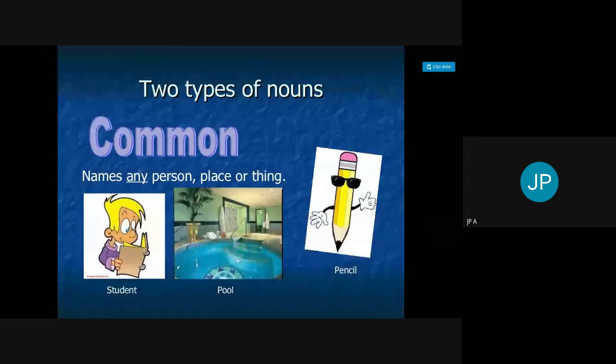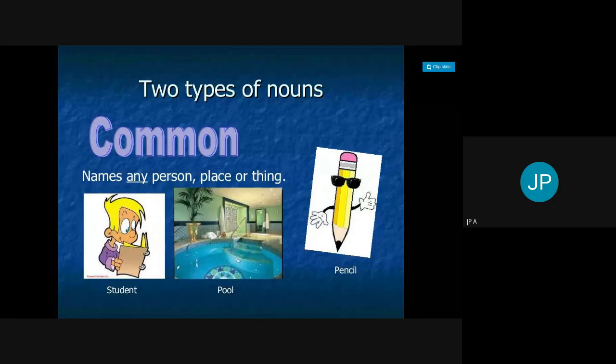So when I say pool, it can be any pool. But when I talk about the pool in Thrissur, then I am speaking about a particular pool. So pencil, it can be any pencil. But when I say Nataraj pencil, it is a specific kind of pencil. So common nouns and proper nouns.